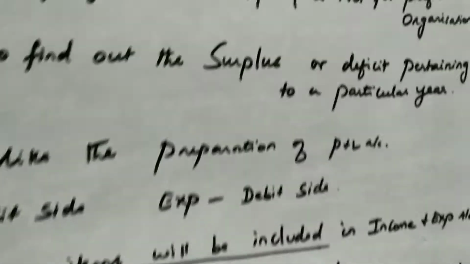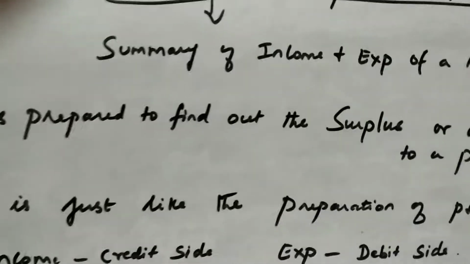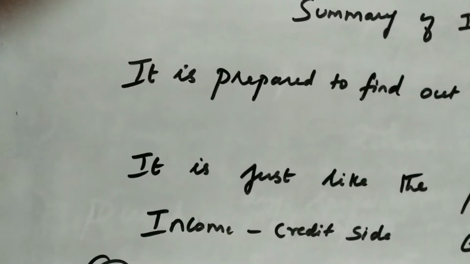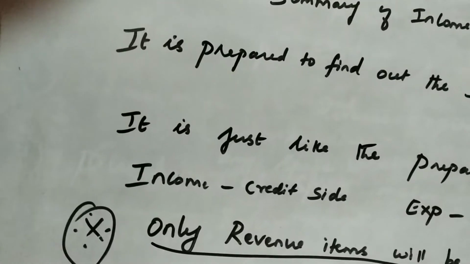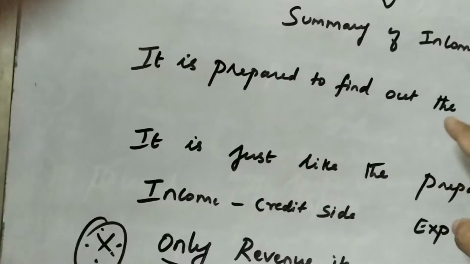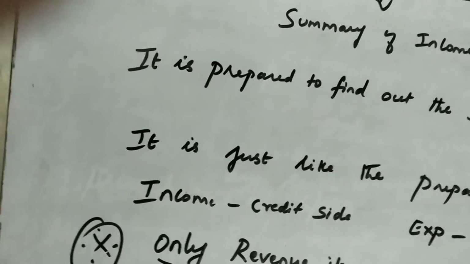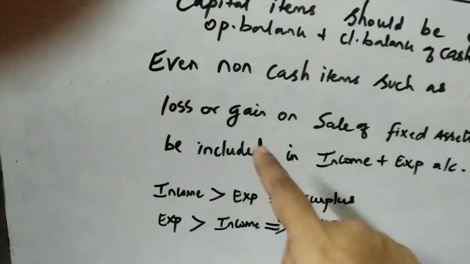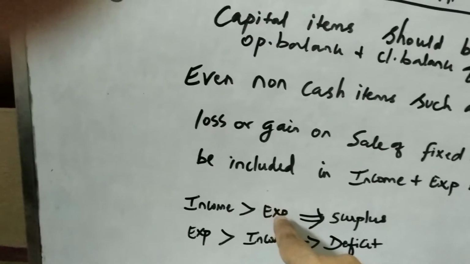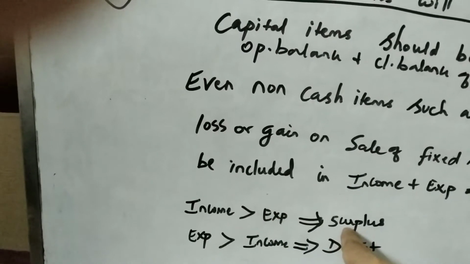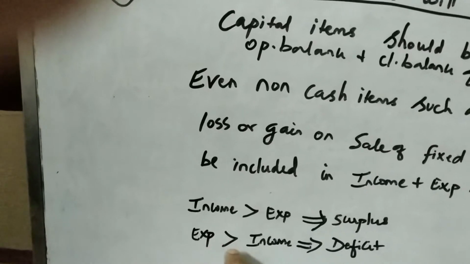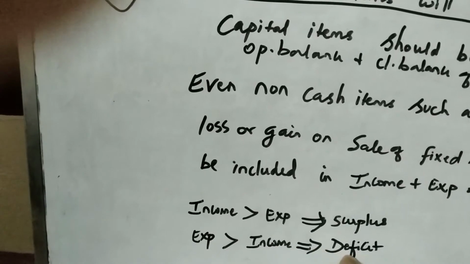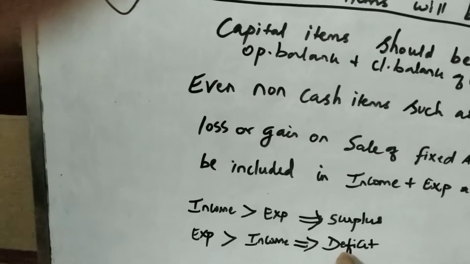Then we were discussing about the surplus or deficit, right? Normally in case of your profit and loss account, we will find the net profit or net loss. In case of this income and expenditure account, we will be finding out either surplus or deficit pertaining to a particular year. If the income is more than the expenditure, then you have surplus. If the expenditure is more than the income, you have a deficit.